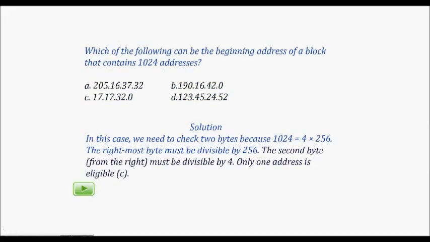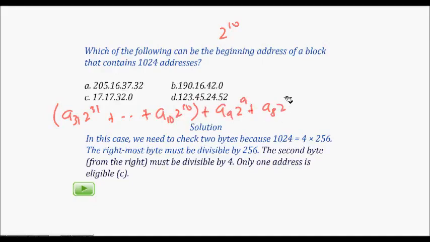Next comes 1024. This is the same mathematical idea. 1024 is 2 to the power of 10. So you go on from A31 2 to the power of 31 till A10 2 to the power of 10. Till here whatever is there you don't need to consider, everything will be divisible by 2 to the power of 10. So A9 2 to the power of 9 plus A8 2 to the power of 8, A7 2 to the power of 7 till A0 you should think about.